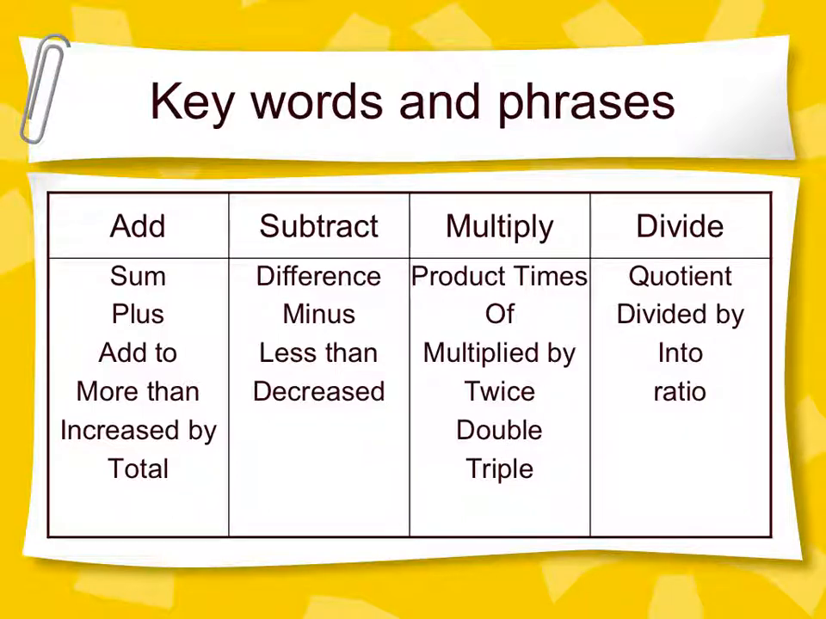If you hear words like difference or minus, less than, or decreased, then we're going to subtract. Multiply, product, times, of, multiplied by, twice, double, triple, those are all good cues that we're going to multiply. And then division: quotient, divided by, into, ratio. So we'll talk about those. Those are just some, they're not all of them, but we've got a lot of different vocabulary words we can use to explain our different operations.